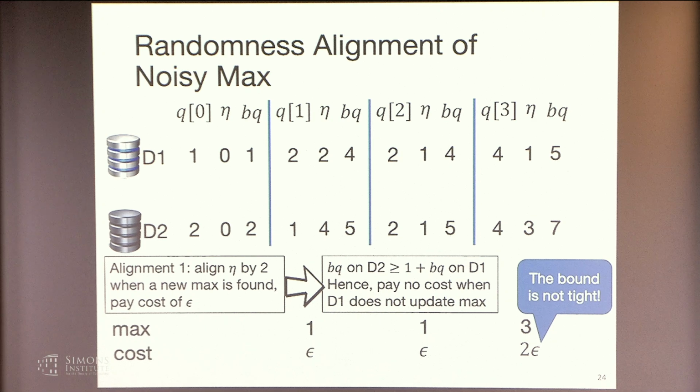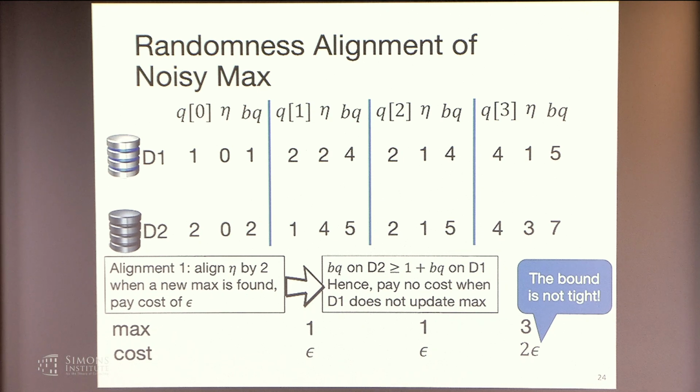By doing that, now the privacy cost is 2 epsilon instead of epsilon. So even for this simple example, by the LightDP-based proof, we can't show that it's epsilon private. We can only show it's 2 epsilon private instead of epsilon private. So the problem is not that the alignment technique is wrong. It just doesn't fit into this scenario.